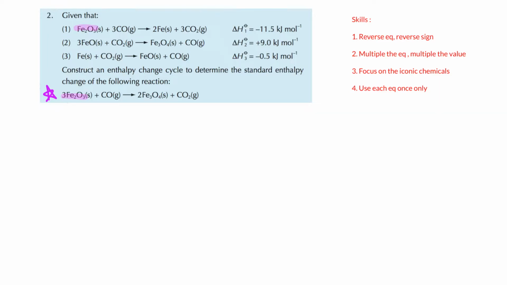So we found which equation has Fe2O3. The first one has Fe2O3, so I'm going to multiply the first equation by 3. So we have 3 Fe2O3, 9 CO, 6 Fe, and then 9 CO2.